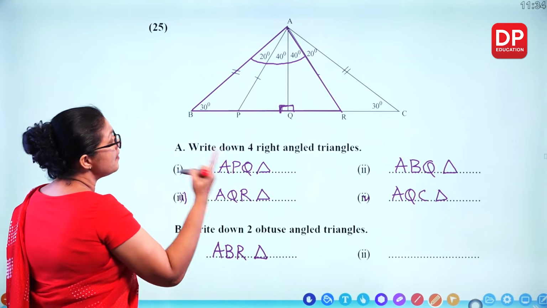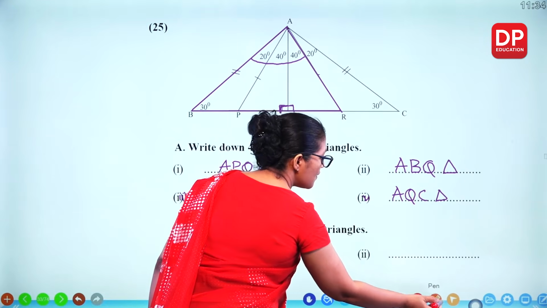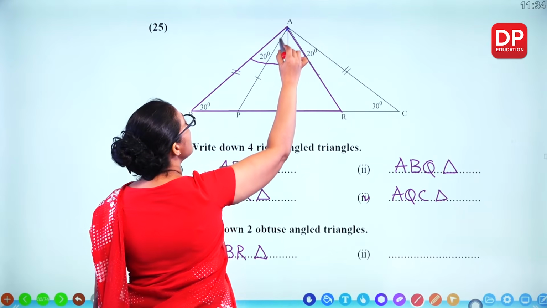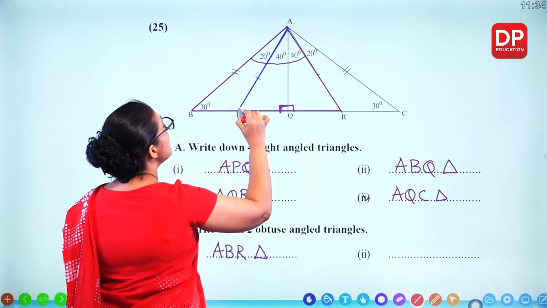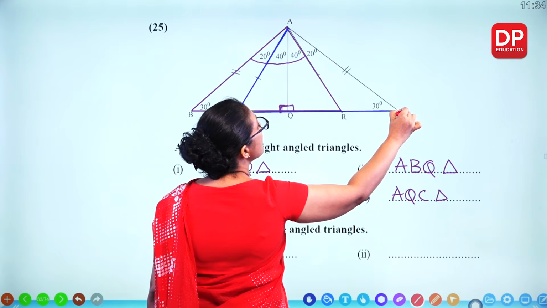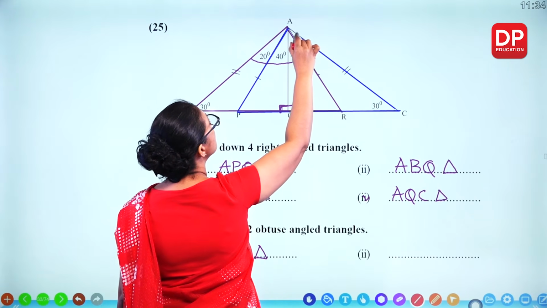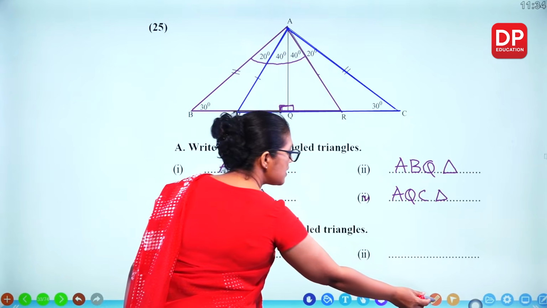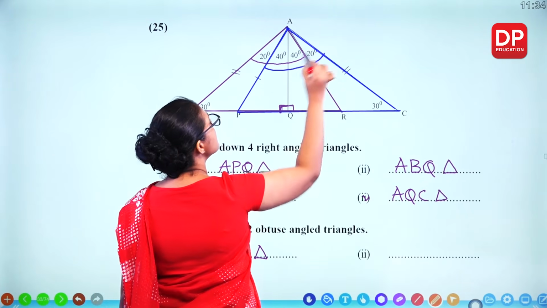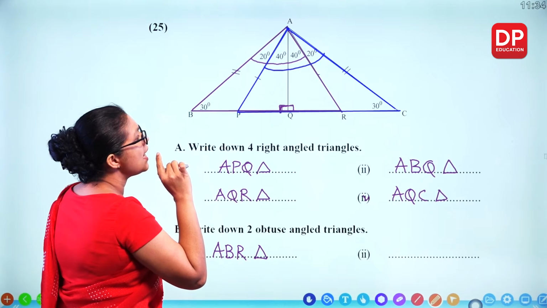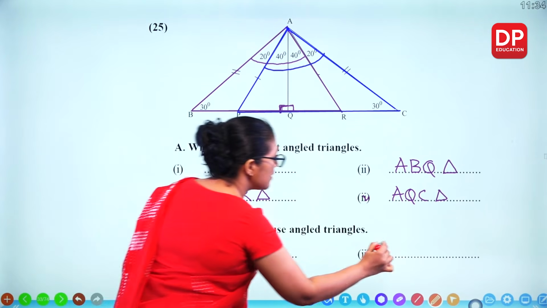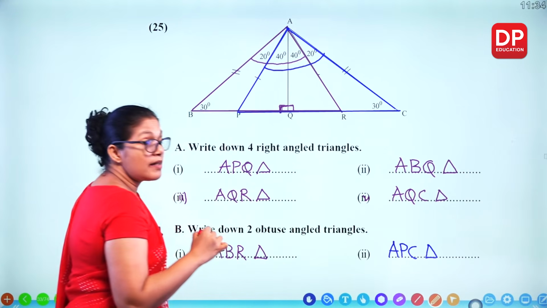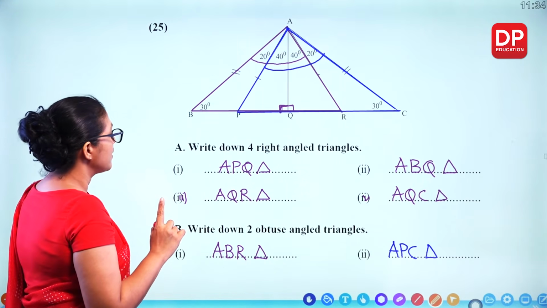Then other way round. APC triangle. 40, 40, 80, 80 plus 20. This is an obtuse angle. So APC triangle also is an obtuse angle triangle.